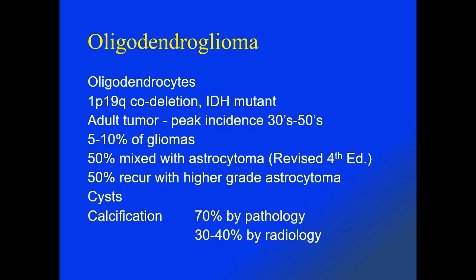Approximately 50% are mixed with astrocytomas and recur as a high-grade astrocytoma. Cysts and calcifications can be seen, with calcifications observed in nearly 70% by pathologists, about 30% by radiology imaging.